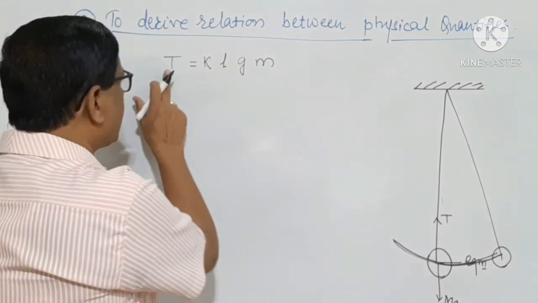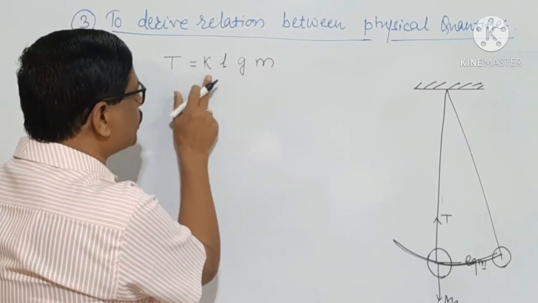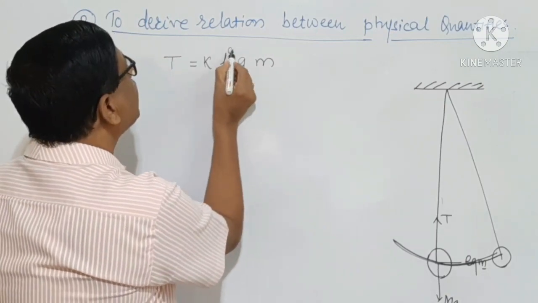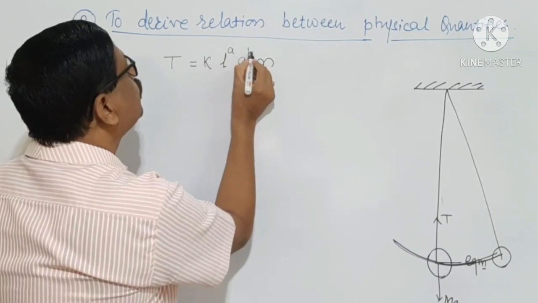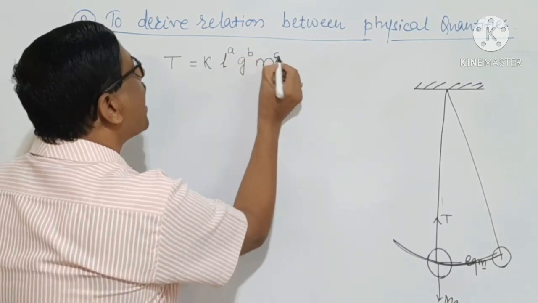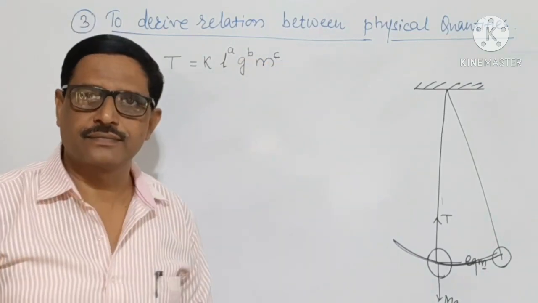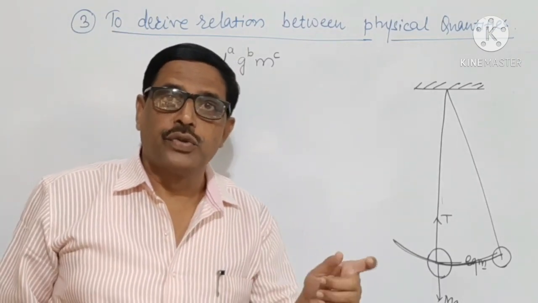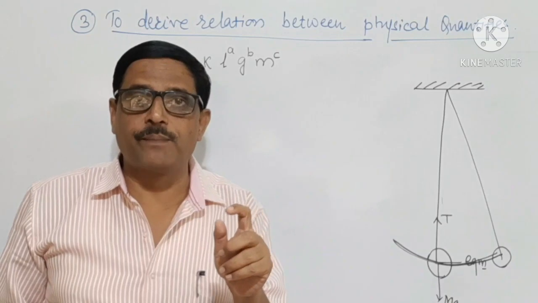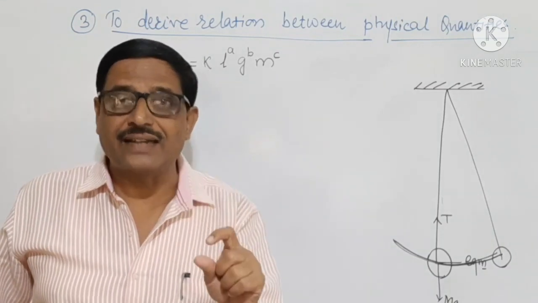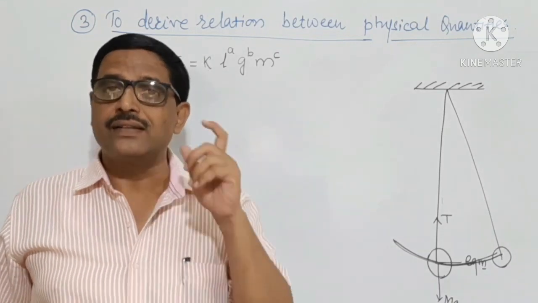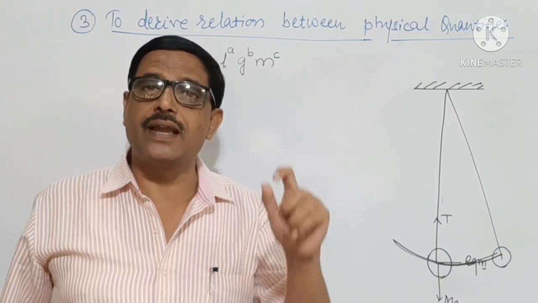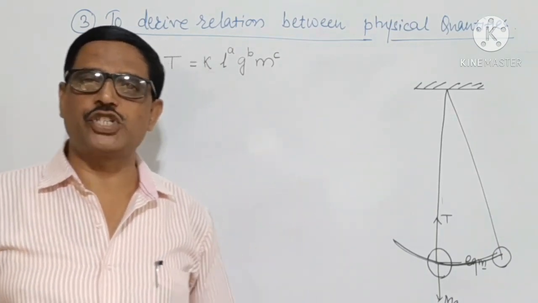Let the period of the pendulum be given by some constant k, the length raised to a, the acceleration due to gravity raised to b, and the mass raised to c. Then, in order to derive the relation for the period of the pendulum, our task is to determine the values of a, b and c using dimensional analysis.